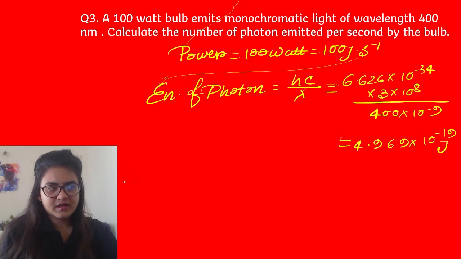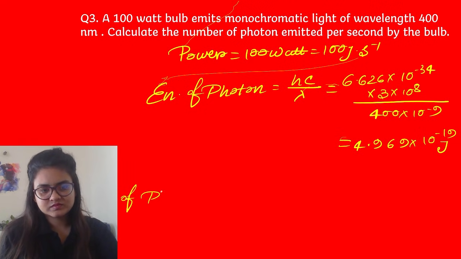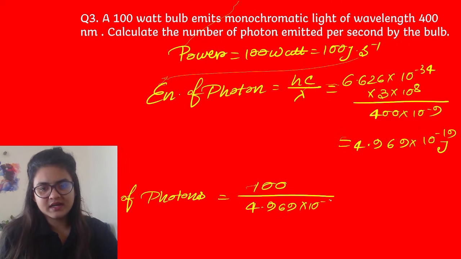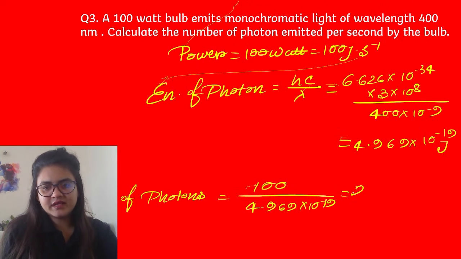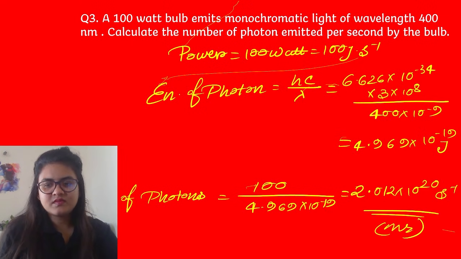Now the number of photons that is emitted by the 100 watt bulb, you can write 100 divided by 4.969 into 10 power minus 19. Okay, if you calculate this, it will come up to be something like 2.012 into 10 power 20 second inverse. That's it. This is your answer. I guess this is clear to you. Yes, let's proceed for the next question.